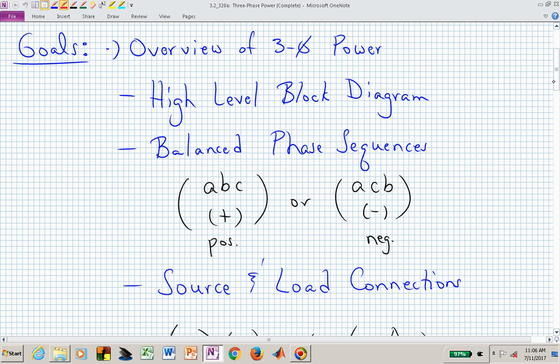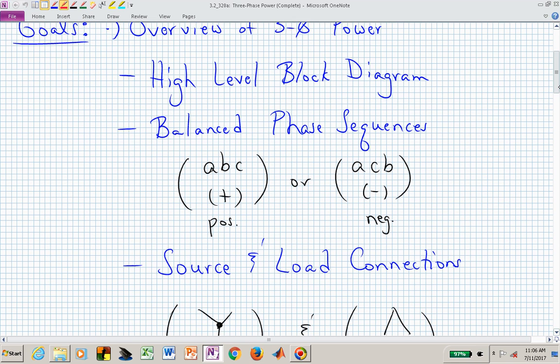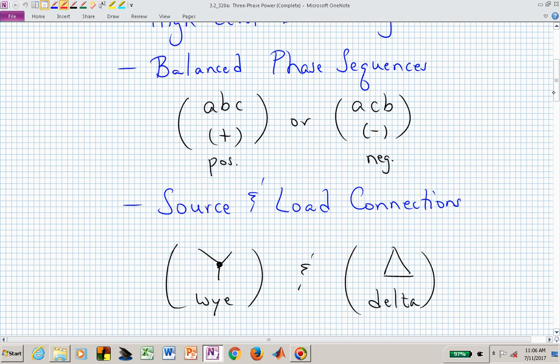Today, what we want to do is work through this high-level view, again, of three-phase power. We'll start with a high-level block diagram, which we showed last time, but we also now want to look at how these different pieces are connected or structured. What's the balanced phase sequence? What does that mean in these systems? We can have one or the other. We can have an ABC, which is also called a positive phase sequence, or we could have an ACB, which is called a negative phase sequence.